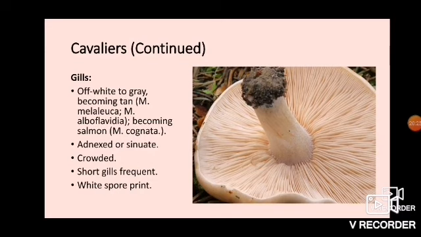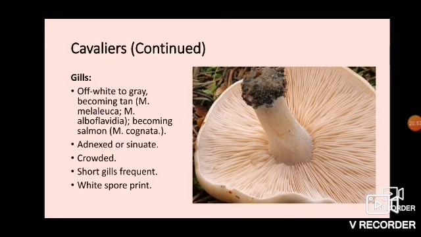And let's look at these gills. So the gills are off-white to gray, becoming tan in Melanoleuca melaleuca and Melanoleuca alboflavida, or they become salmon in Melanoleuca cognata. On the right-hand side, we're seeing the spring Cavalier, which is Melanoleuca cognata. They are adnexed or sinuate. As you can see there, it's dipping down and actually coming up a little bit, so it's forming sort of a channel around the stipe.